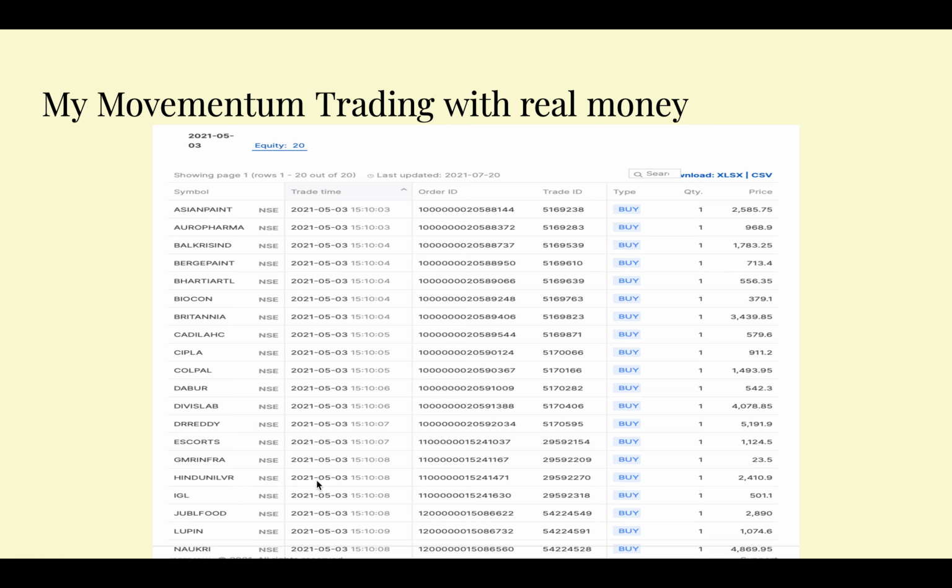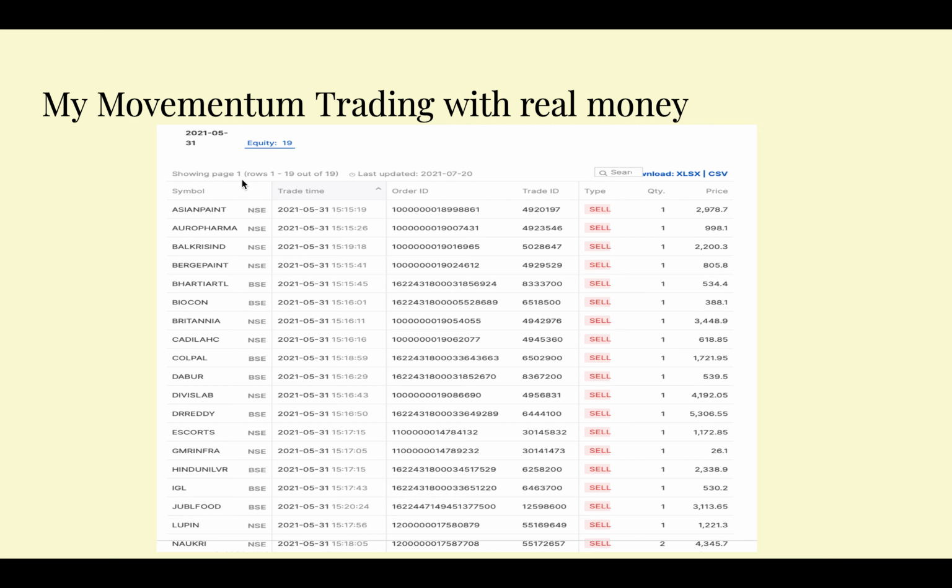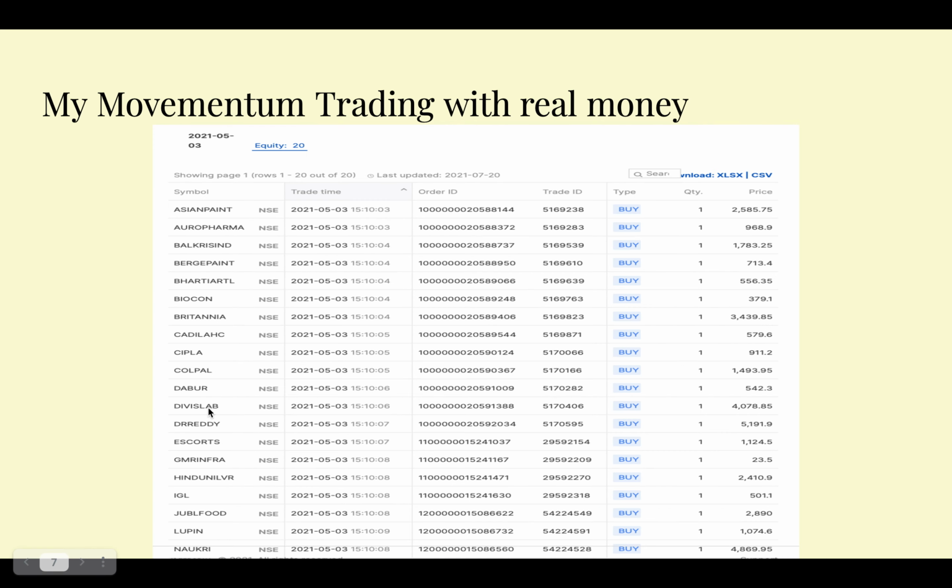At that time I had only that much. So you can see here, equity 20, I mean 1 to 20 out of 20. So I bought 20 stocks on the day, a single share each. And obviously on the 31st May, as I said, I sold 19 stocks. I don't know why I kept this DV slab. I guess I did some analysis. I also do some trading, so I did analysis and kept it like that.